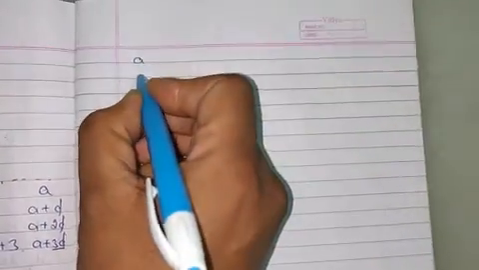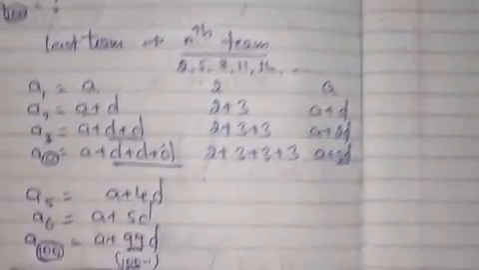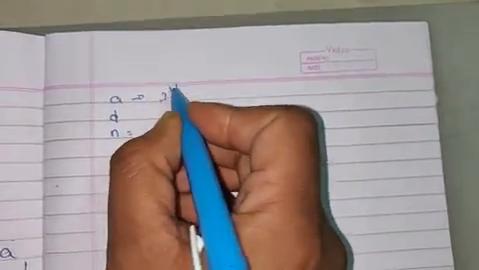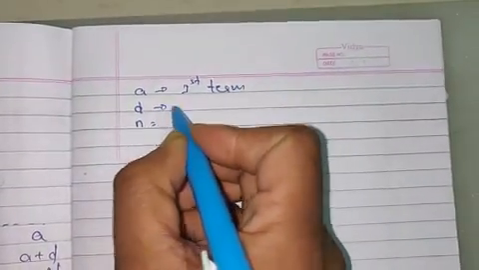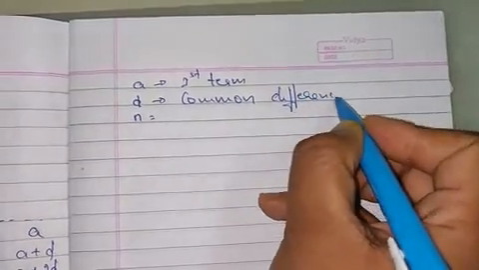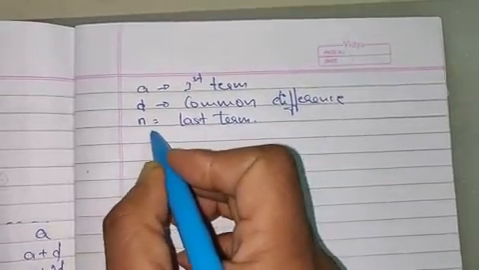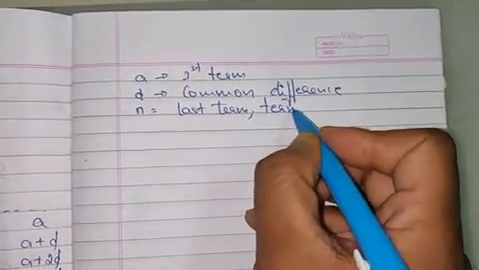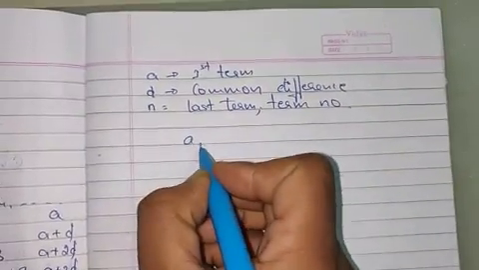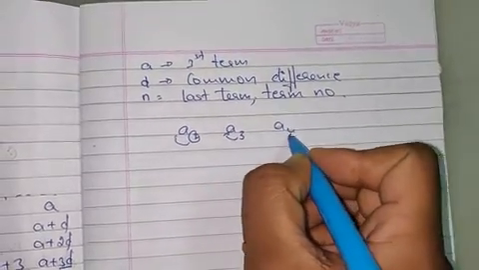a is the first term. d is the common difference. n is the last term, which we can also call the term number, because a2 means it is the second term, a3 means this is the third term, a4 means it is the fourth term.